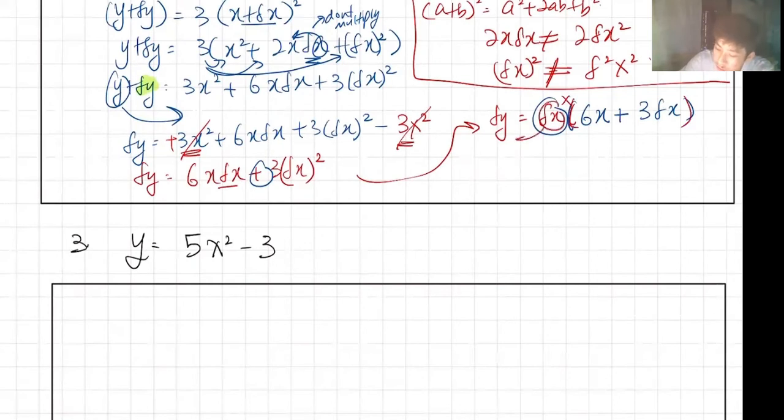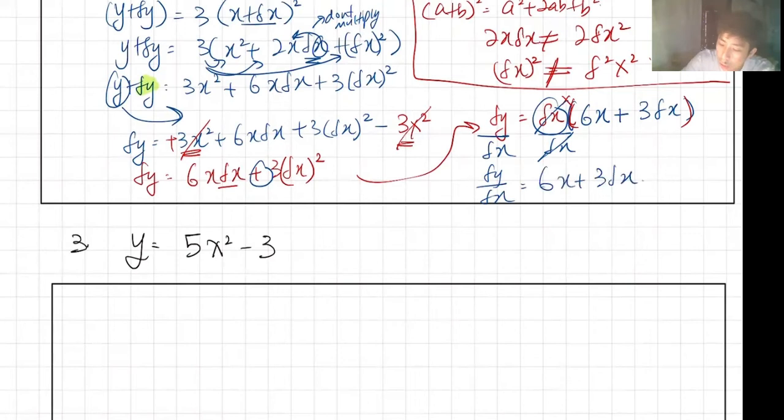So I can shift this delta x over for division, or I divide both sides with delta x. What I do is I divide with delta x. So what I get on the left hand side is delta y over delta x is equals to, delta x divided by delta x will give you 1, not 0 or 1. Same thing divided by same thing is 1, not 0. 6x plus 3 delta x.